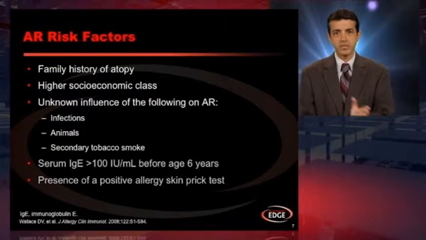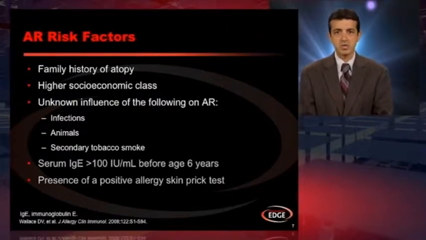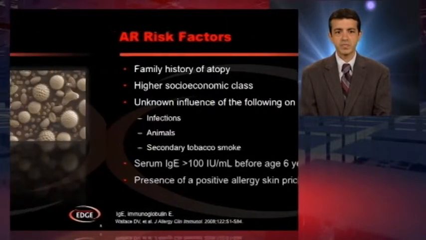Realize, though, there's a lot of overlap. We see individuals with higher IgEs, 300, 400, that don't manifest much of clinical symptoms of AR. On the other hand, we see individuals with IgEs of 70, 60 that have significant underlying AR. So it's not a great screening test, but nevertheless, as the IgE goes up, the risk increases. And then the last bullet is extremely important: the presence of positive allergy skin tests.